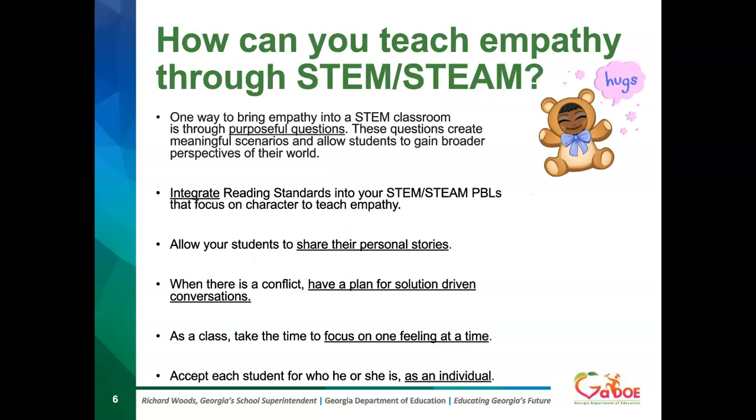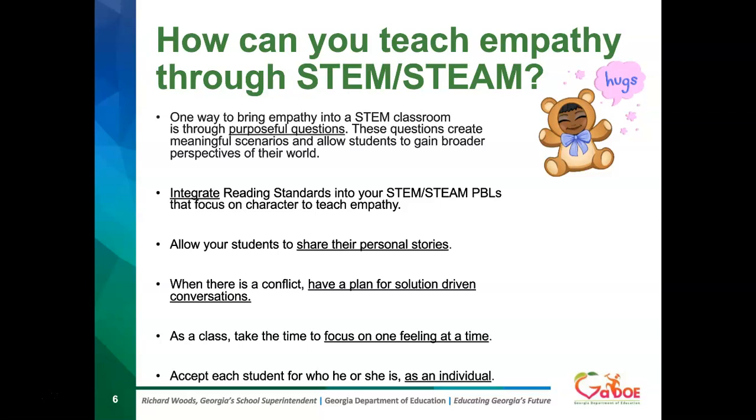So, how can you teach empathy through STEM and STEAM? Well, one way to bring empathy into a STEM classroom is through purposeful questions. These questions create meaningful scenarios and allow students to gain broader perspectives of their world. That's one way. You can also integrate reading standards into your STEM, STEAM PBLs that focus on character to teach empathy. So we become very strategic and purposeful with the questions that we choose and also the standards that we choose, especially in reading, that focus on character traits.